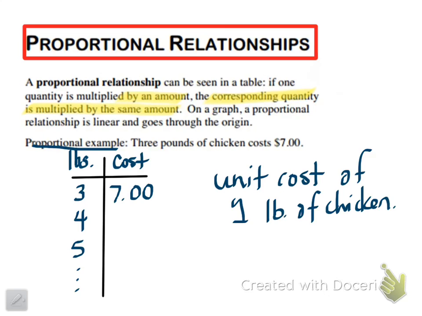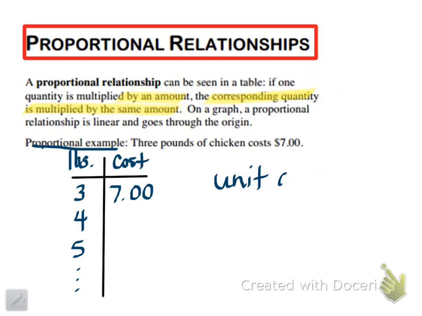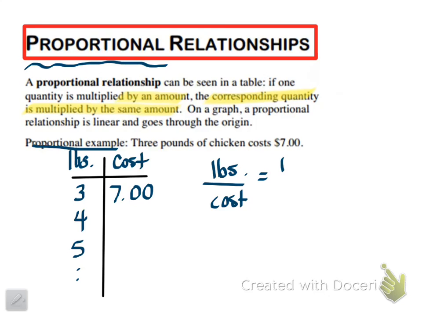Okay? Unit cost. That's an important term. All a unit cost is how much does it cost for one. Okay? So how could we find how much it costs for 1 pound of chicken? Okay, well, we can set up a proportion. So if we have pounds of chicken over our cost of chicken, that's going to equal, in a proportion, pounds of chicken over cost of chicken. Okay, so let's start with what we have.